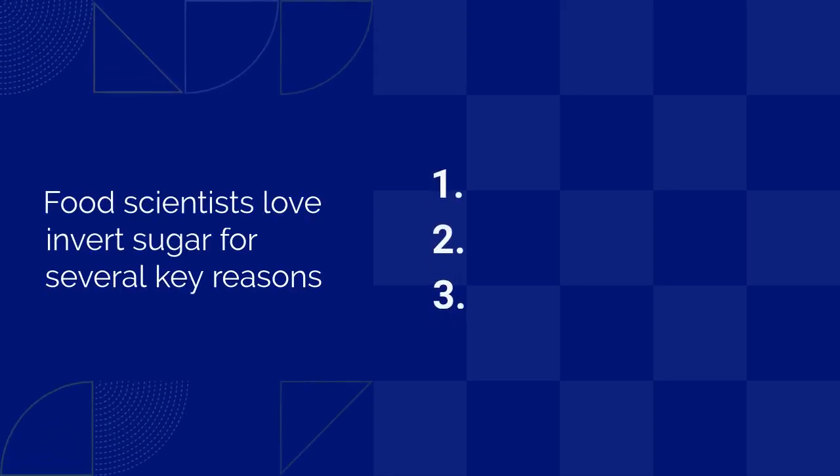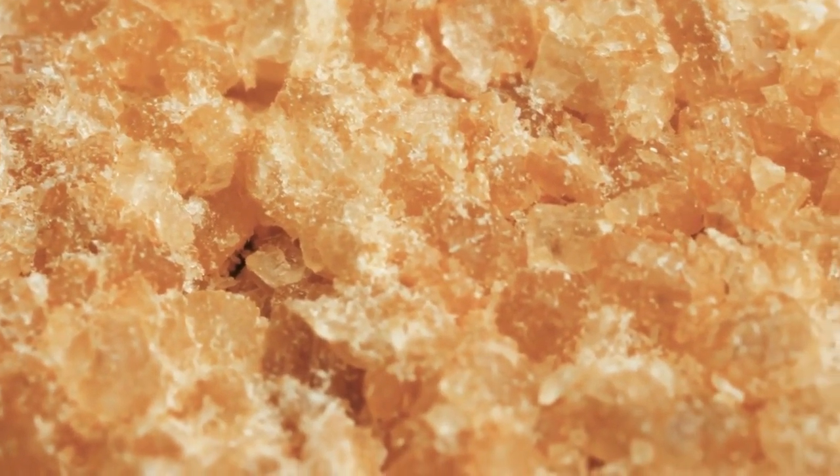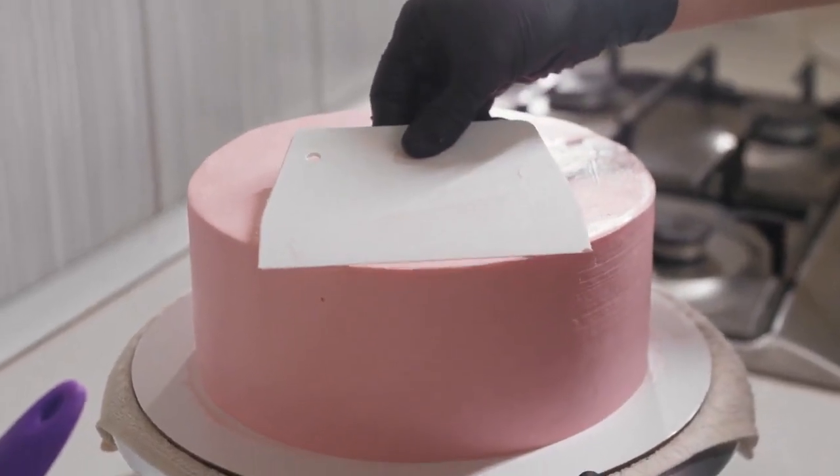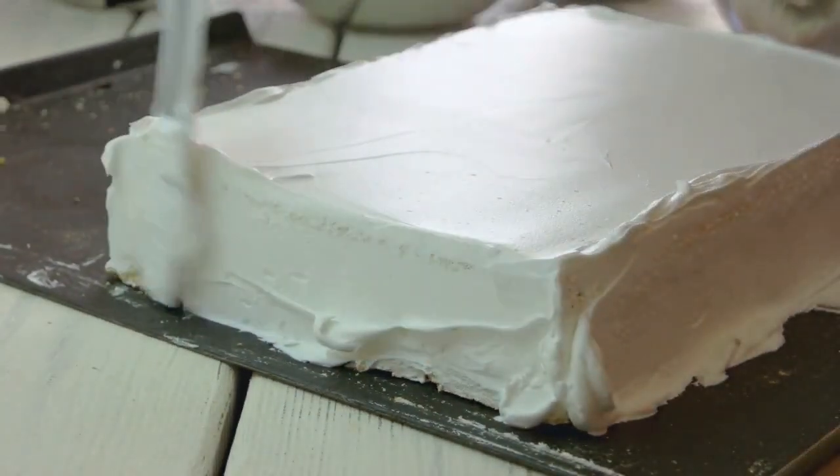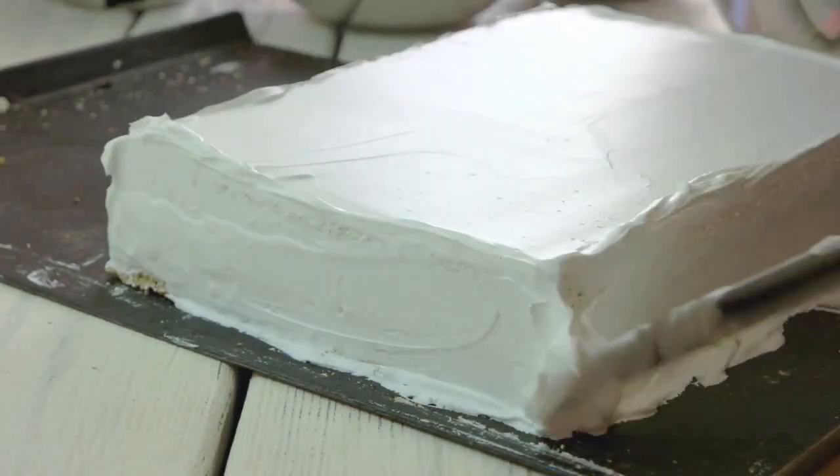Food scientists love invert sugar for several key reasons. First, it is slightly sweeter than sucrose because free fructose is very sweet. Second, it's hygroscopic, meaning it attracts and holds onto water very well. This property helps keep baked goods like cookies and cakes moist and fresh for longer. Finally, the mixture of two different simple sugars prevents large sugar crystals from forming.